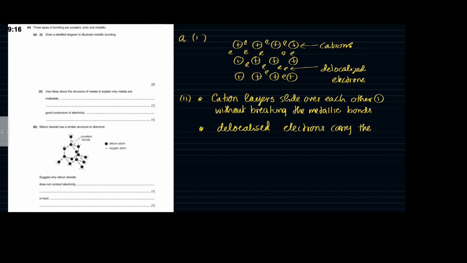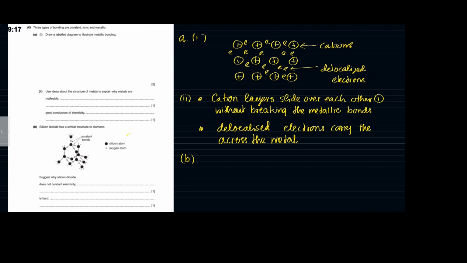Delocalized electrons carry the charge across the metal. Also, you can type and leave the question to me. And then the second part B suggests why the silicon dioxide doesn't conduct electricity.